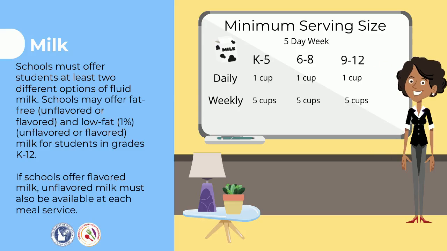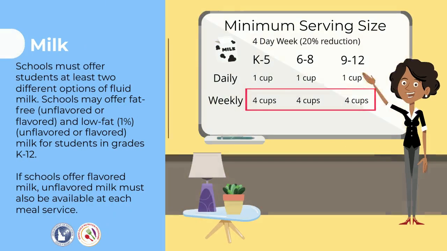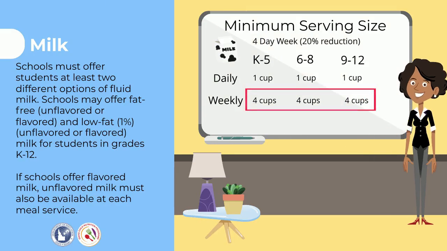For a 5-day week, the minimum serving size is the same for grades K through 5, 6 through 8, and 9 through 12. The minimum daily serving is 1 cup, and the weekly serving is 5 cups. The weekly minimum serving decreases with a 4-day week to 4 cups for all grade levels.